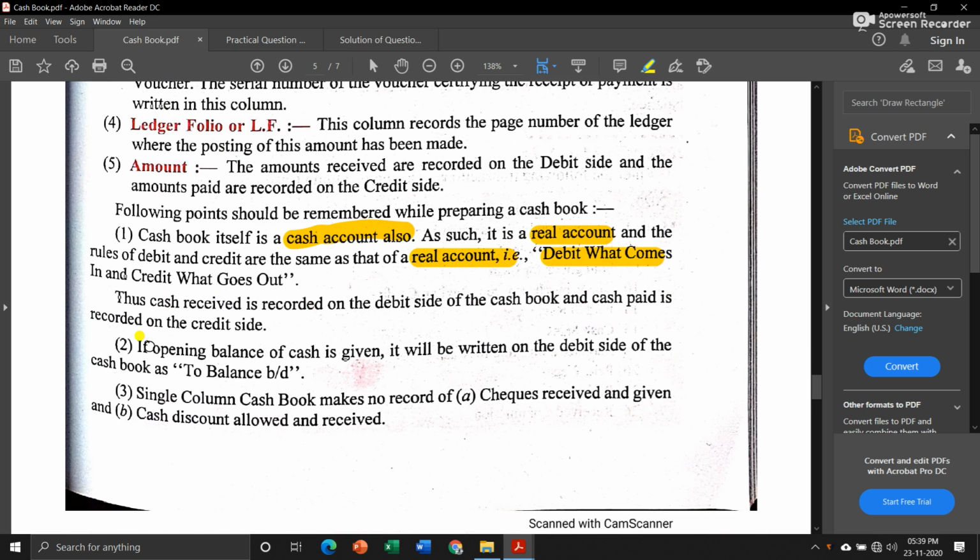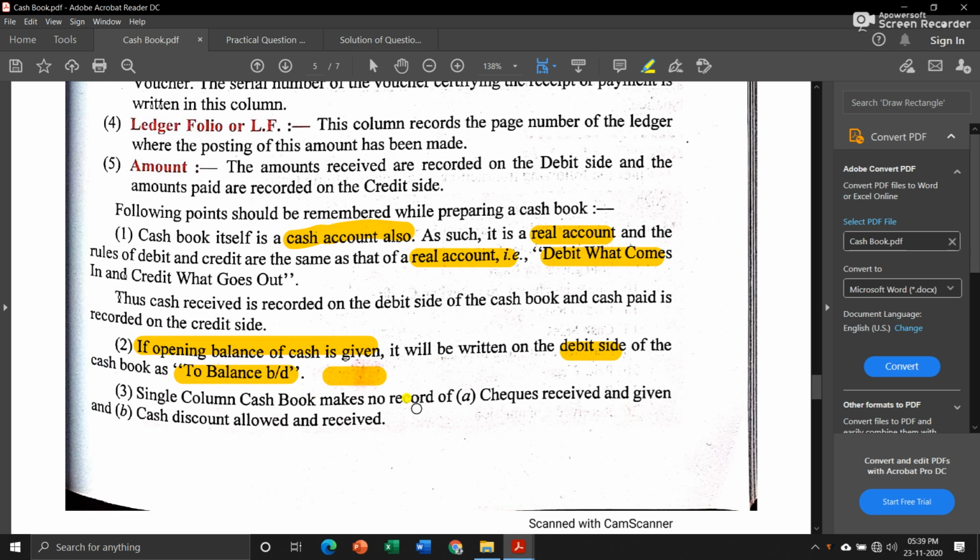Then if the opening balance of cash is given, which will be given in some questions, what you have to do is write it on the debit side by writing "To balance brought down". It means we had an earlier balance of cash that we are bringing down into this new cash book. So we will write "To balance brought down" and the amount that is given in the question.